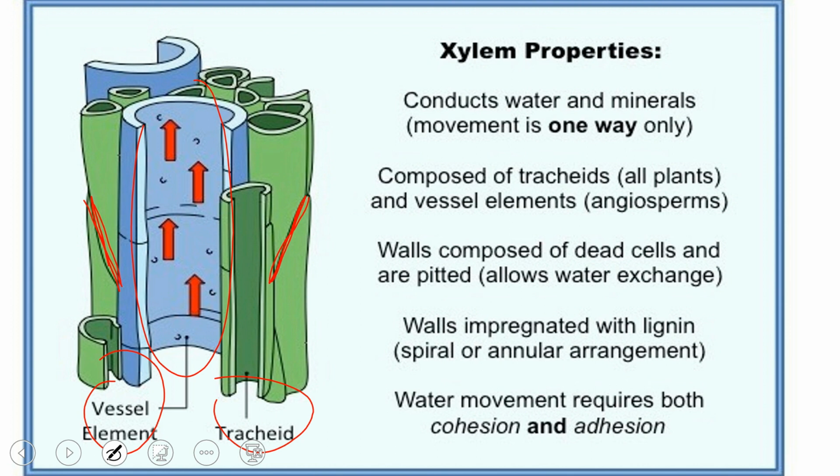These are dead cells. In them, you might find pits. Pits are areas in the walls of the xylem where there is a thin cell wall. It allows water to move out of the xylem to neighboring cells. So it's an area of thin cell wall. Of course, the walls of the xylem are lignified and they are dead cells. Water moves in the xylem by two processes, cohesion and adhesion. Cohesion is the attraction of water molecules to each other, and adhesion is the attraction of water molecules to surfaces.